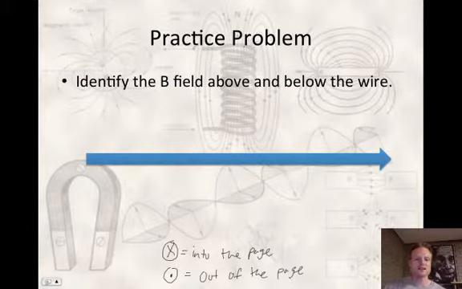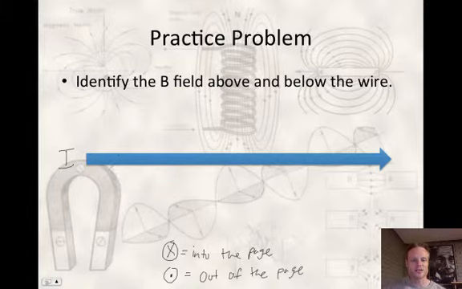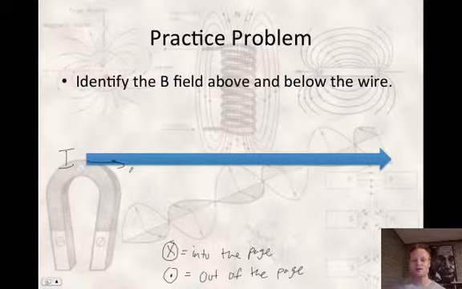Okay, so for our practice problem, identify the B field above and below the wire. The current is running from left to right, going this direction. I encourage you to try this right now. You're going to look a little weird if you're in front of a computer screen doing this with your hands. But make the thumb of your right hand point in the same direction as this arrow.